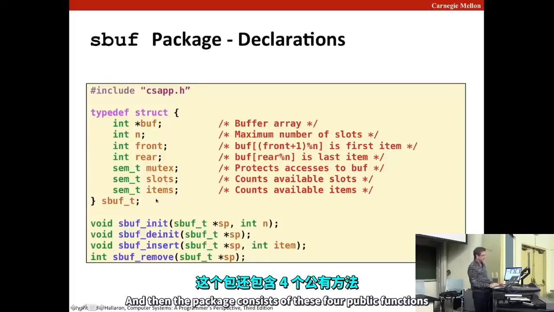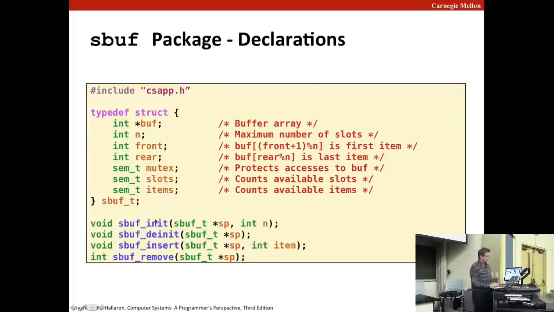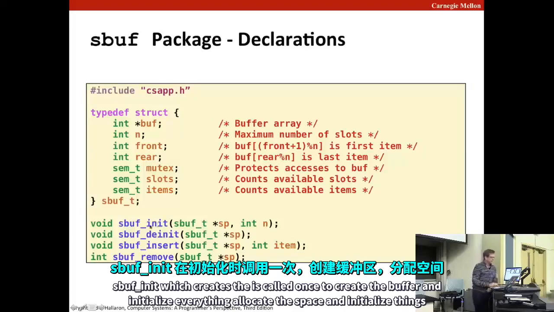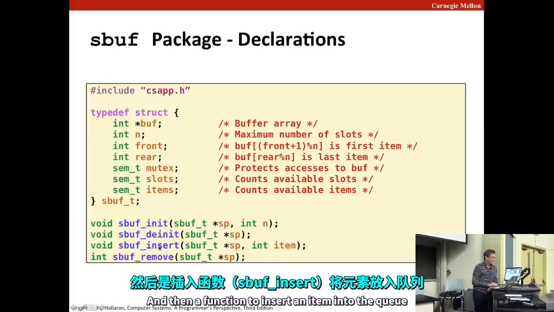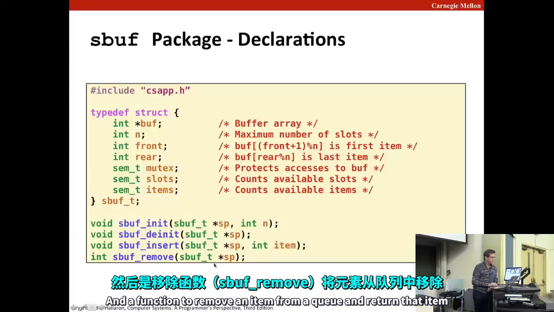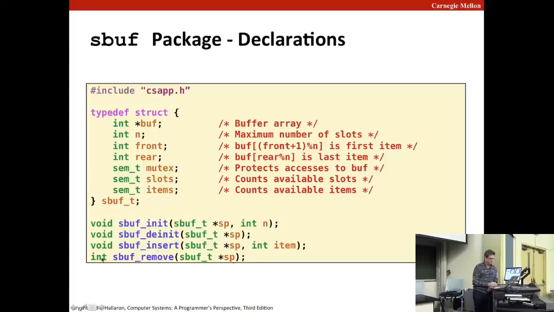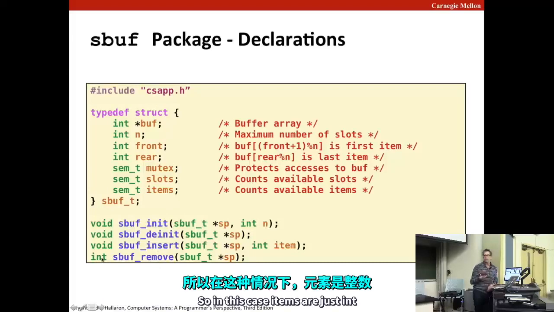And then the package consists of these four public functions: sbuff_init, which is called once to create the buffer and initialize everything, allocate the space and initialize things, and then sbuff_deinit, which frees up the space, and then a function to insert an item into the queue, and a function to remove an item from the queue and return that item. So in this case, items are just ints. Okay.